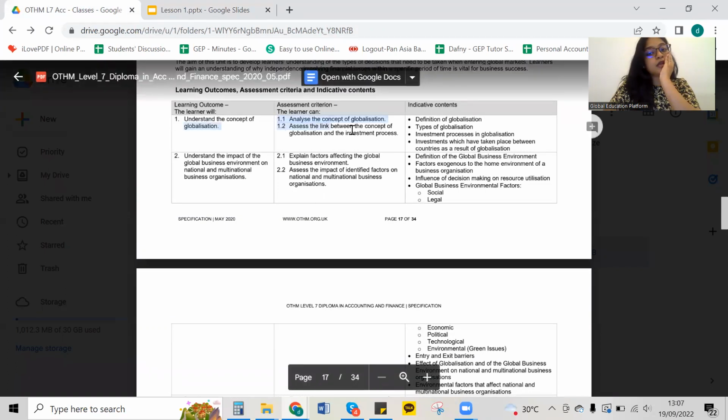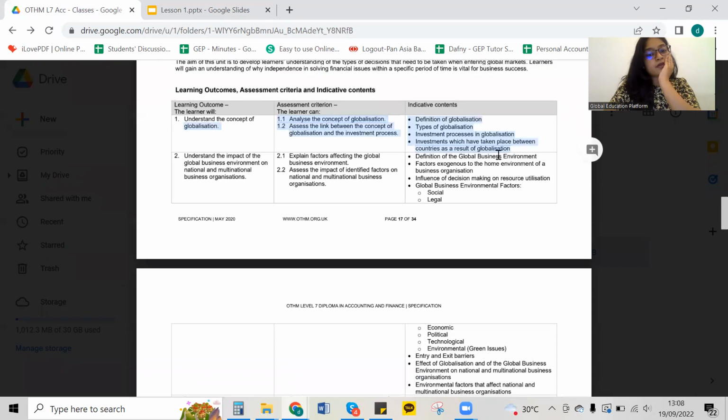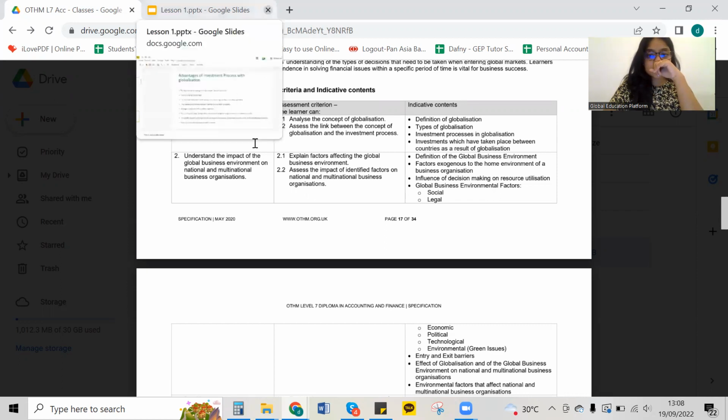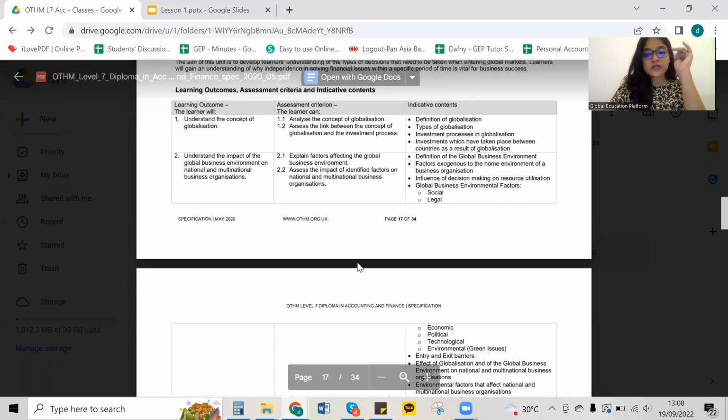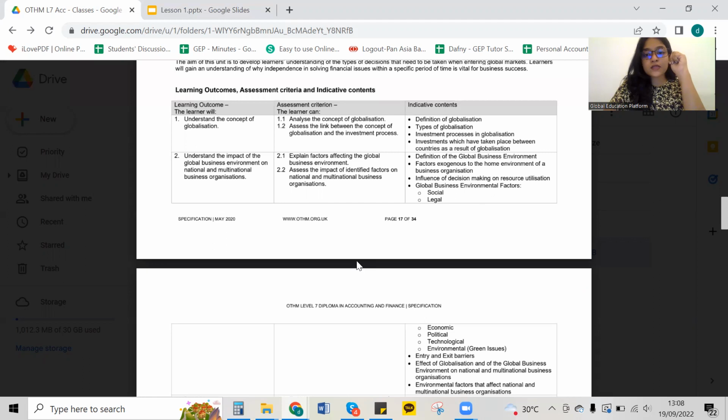So when it comes to your learning outcome 1 here, we've discussed the concept of globalization, and then we've analyzed the concept of globalization, definition, types. Okay, and then we spoke about the investment process in globalization and the investments which have taken place between countries as a result of globalization. That is the foreign direct investments and the developing and developed nations and so on and so forth.